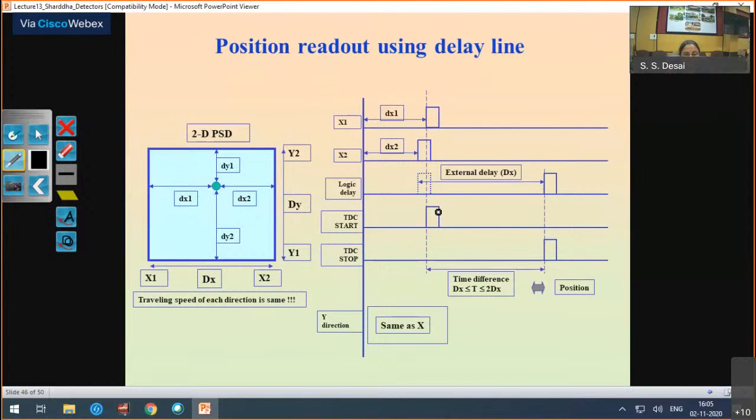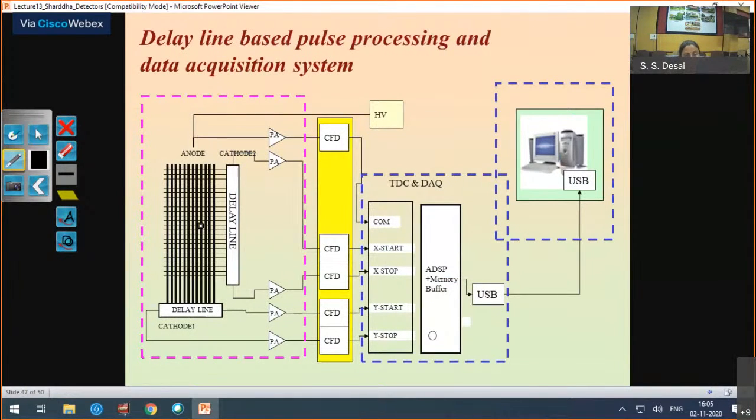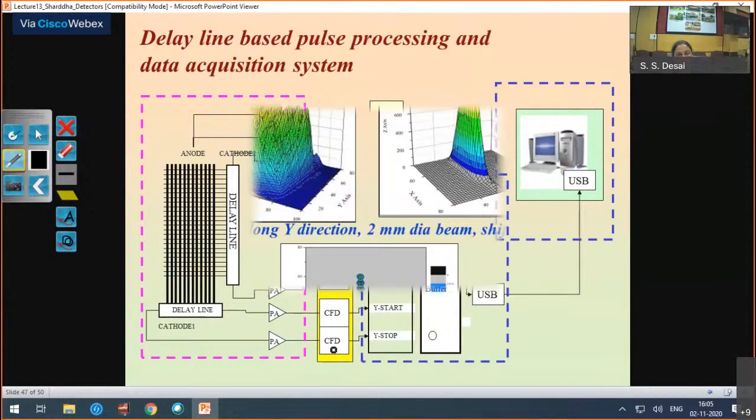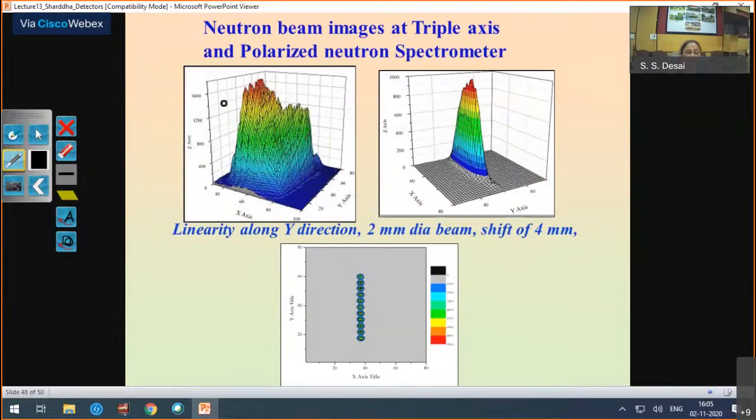So here delay line position encoding gives us a very fast pulse processing time, so the count rate capability is also better for these detectors, and the position resolution is determined by the wire spacing of the detector. You can have a very small wire spacing, right down to 1.2 millimeters. That is the wire spacing we have in this detector which I showed you. This is the output of the delay line area detector, when used for a triple axis spectrometer, and this is how accurately it can resolve the beam size.